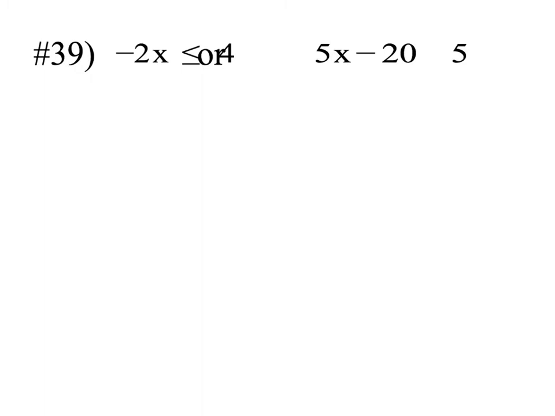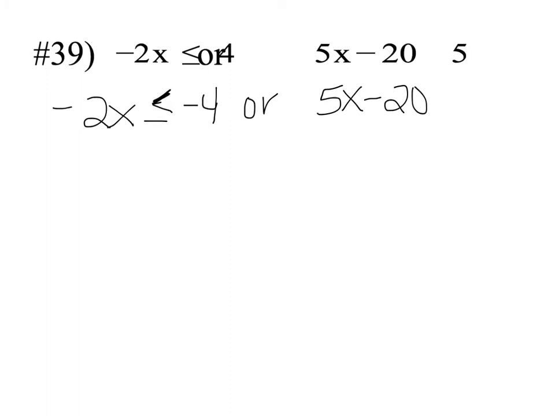Okay, so here we've got negative 2x is less than or equal to negative 4, or 5x minus 20 is greater than or equal to 5. Okay, so again, we're going to color code, but we're going to have to do some math first.